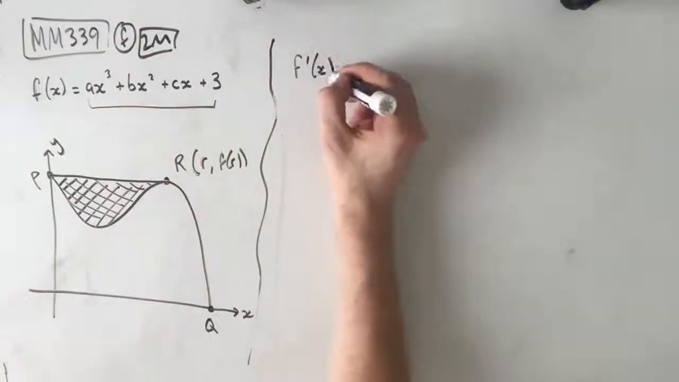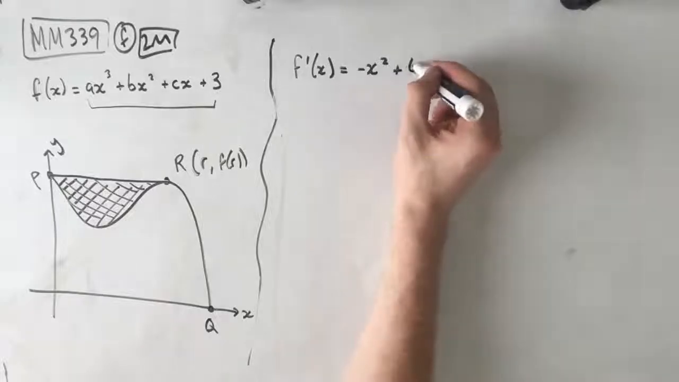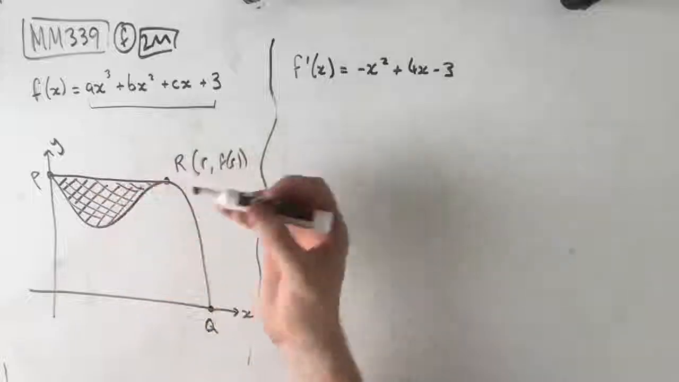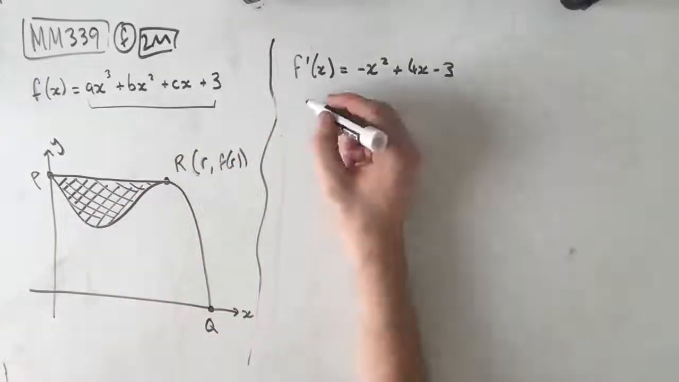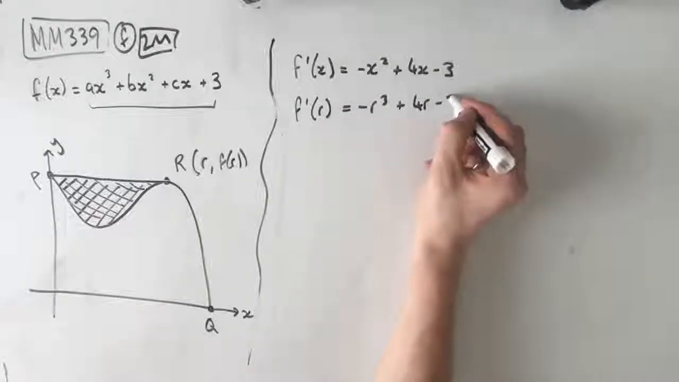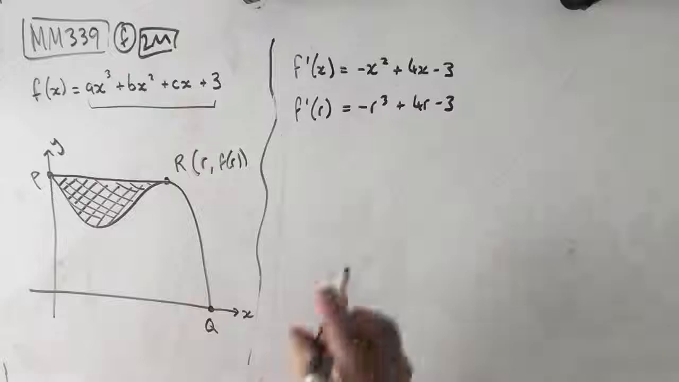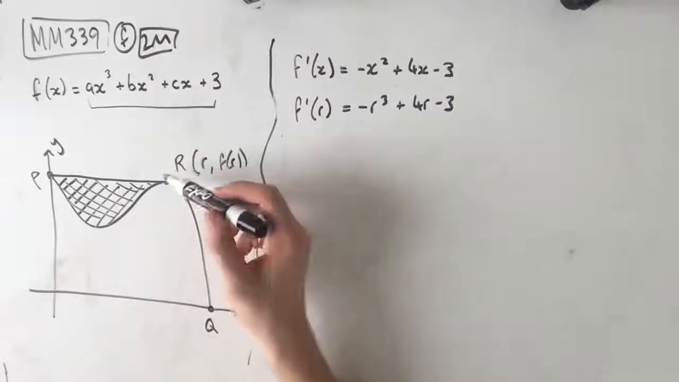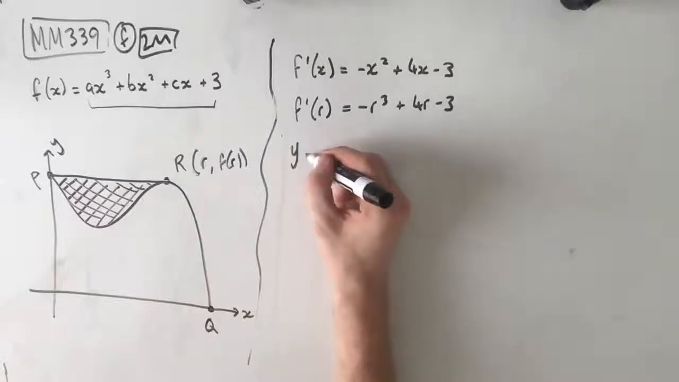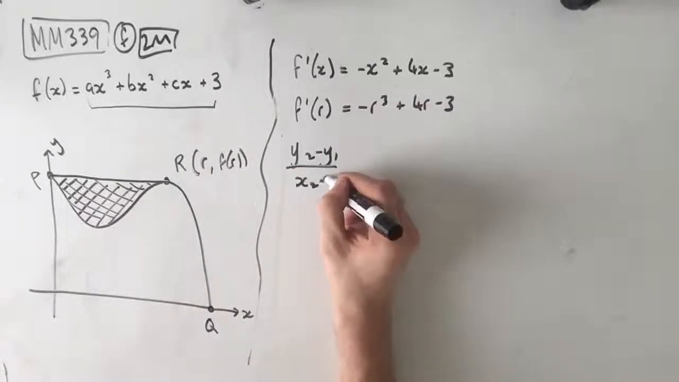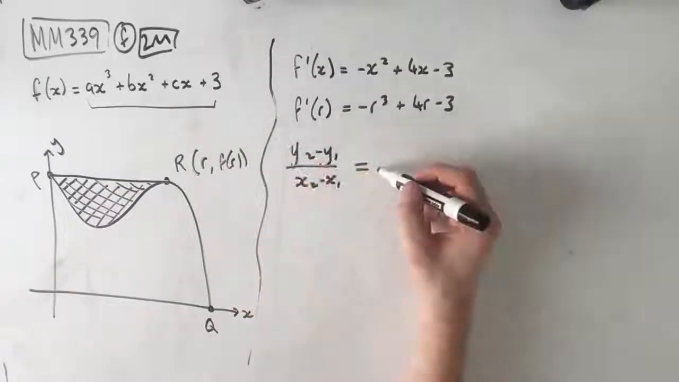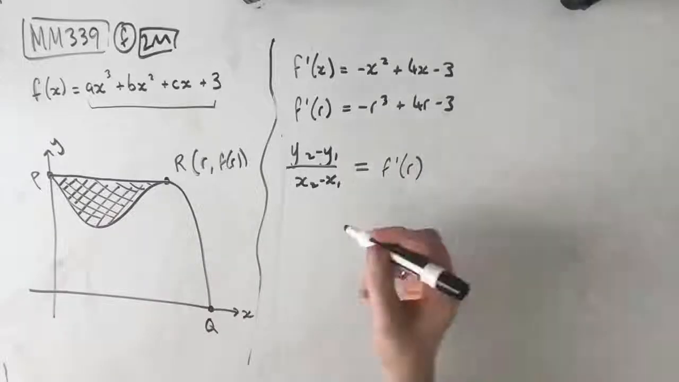Now, f dash of x is equal to negative x squared plus 4x take 3, because f of x is this with all of our other parts put in, a, b, and c. Which means that f dash of r is equal to negative r squared plus 4r take 3. And the gradient at this point of the tangent is the same as the gradient from P to R, right? So that means that our gradient between these 2 points, rise over run, is equal to the gradient at that point, so f dash of R, right?